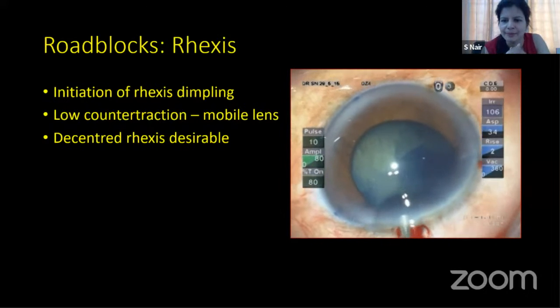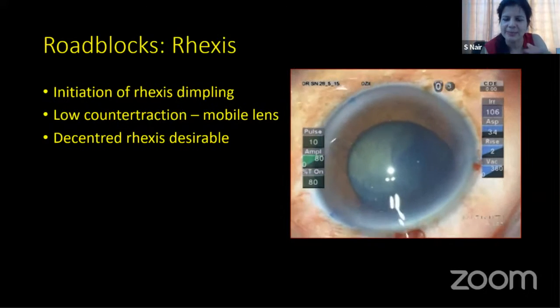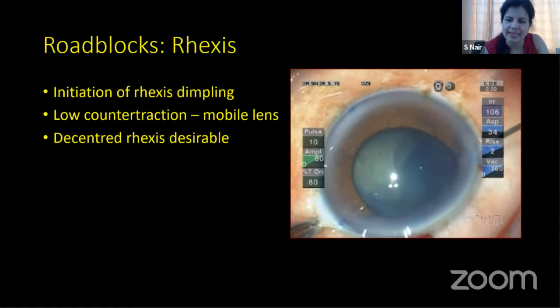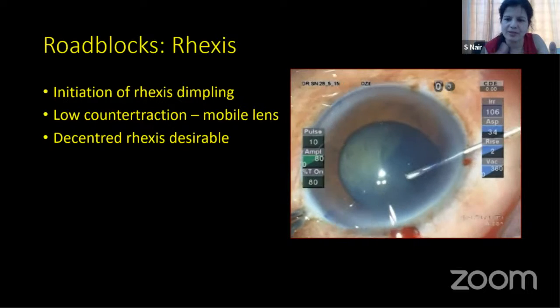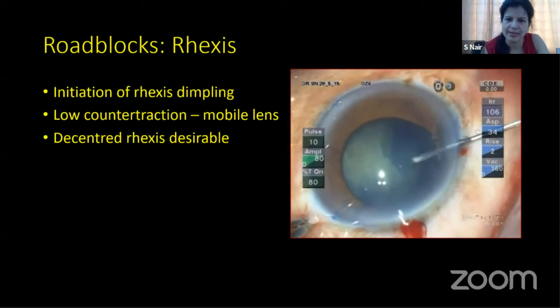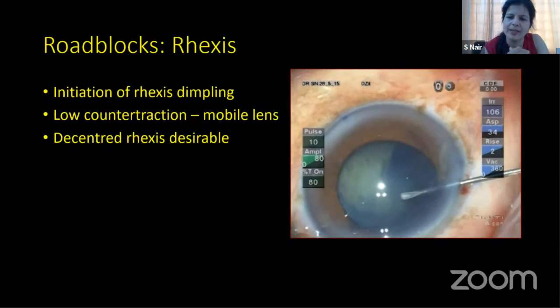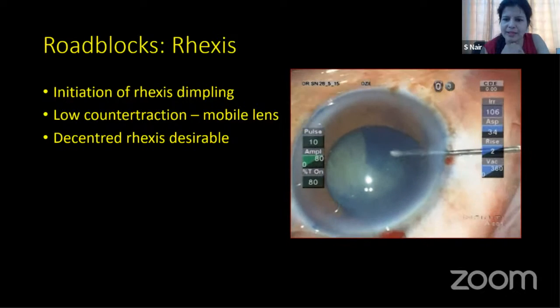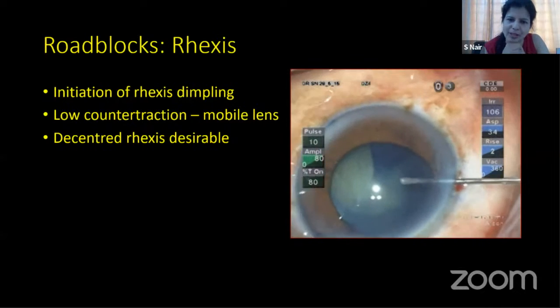Like you see over here, you can see that the chamber is being intermittently stabilized by using a viscoelastic, and the rhexis has been decentered to the left because the subluxation is there to the right. So that ultimately when the lens is centralized by an implant, then the rhexis would land up to be in the center, and the optical center of the lens would correspond to the optical center of the eye.